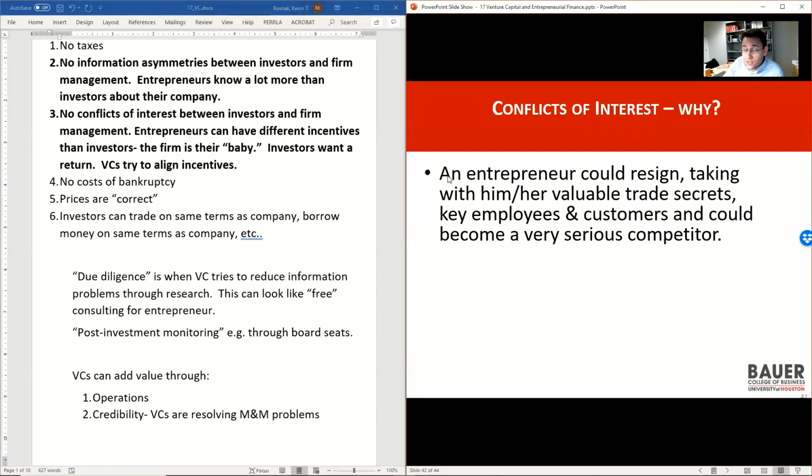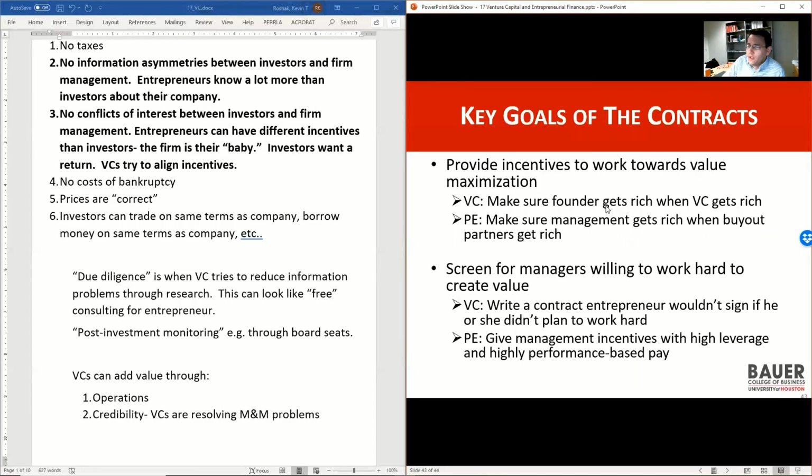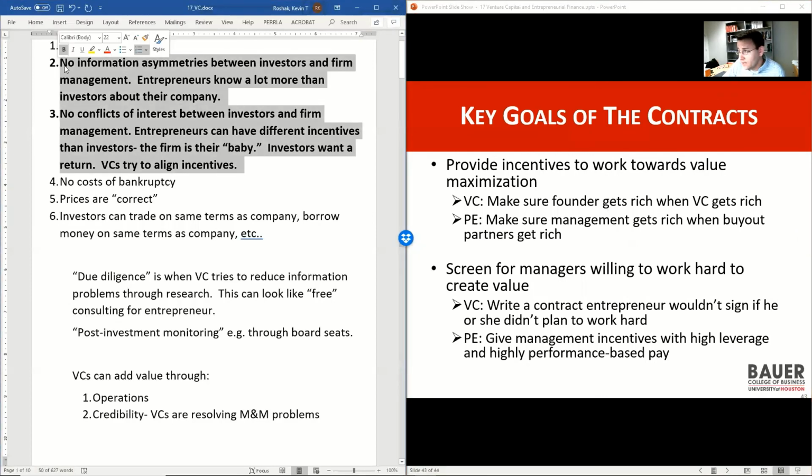A further complication is that the entrepreneur could just leave. Right, the VC invests in the company, and the entrepreneur could just take the clients, take the ideas, take everything that they've done, and go somewhere else, start a new company. Okay, so there are big information problems, big potential conflicts of interest between VCs and entrepreneurs.